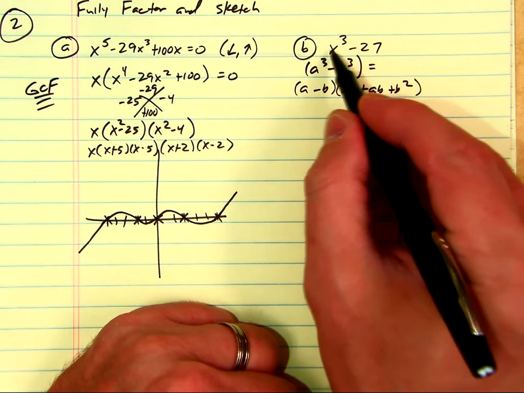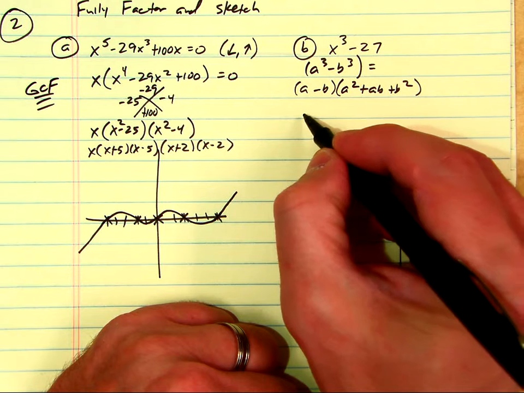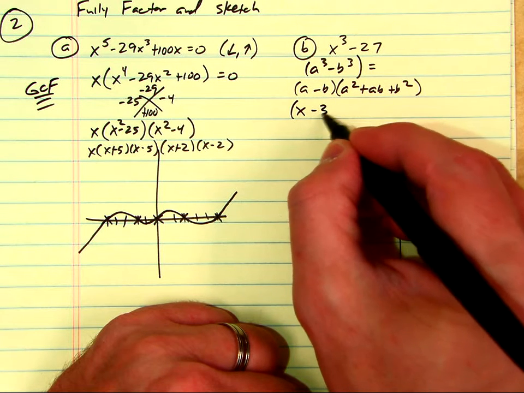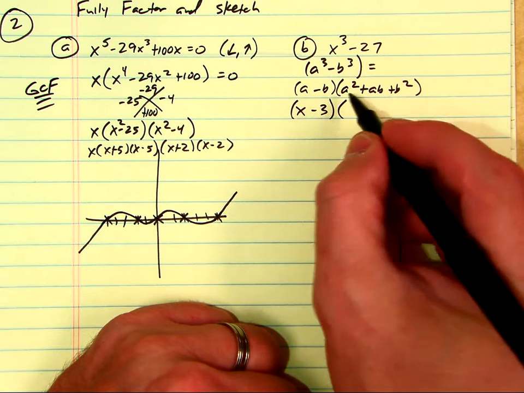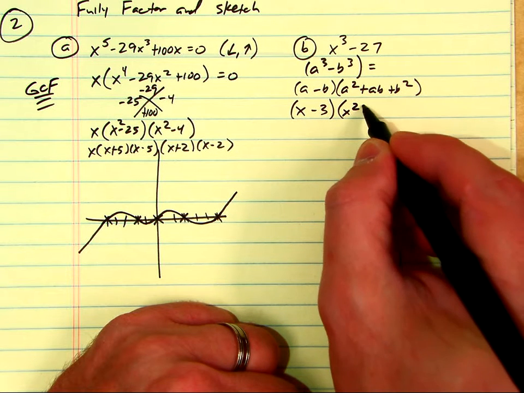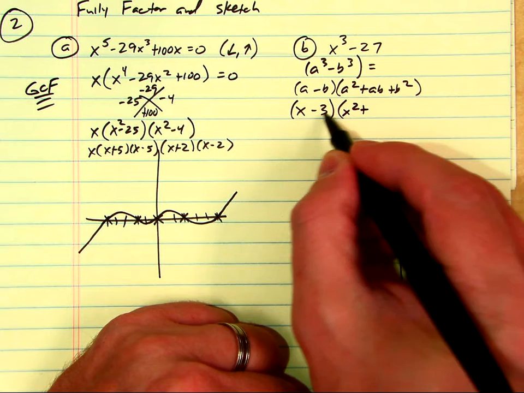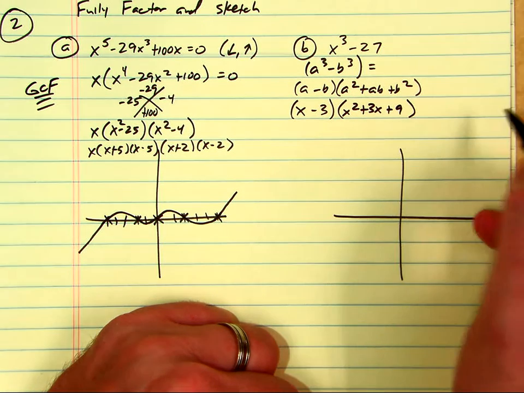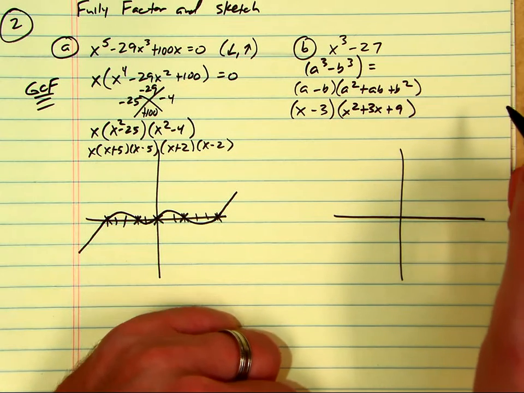So what's the cube root of x cubed? X. And what's the cube root of 27? 3. Now, what's the next part? We take the first term squared. That's x squared. We change the sign. What's the two terms multiplied together? Isn't that 3x? And then the last term squared. Done. Now the bad news is I want you to sketch this as well.